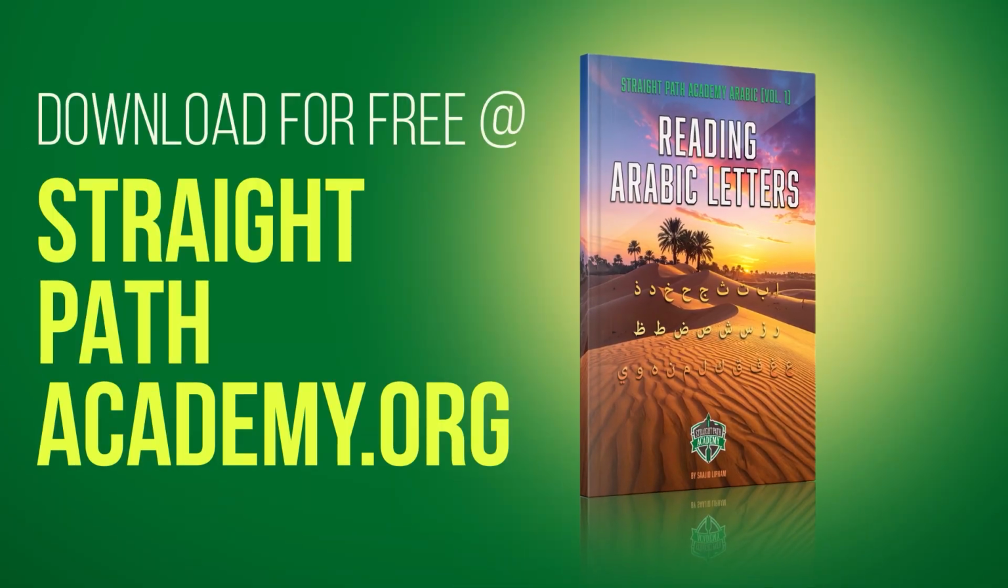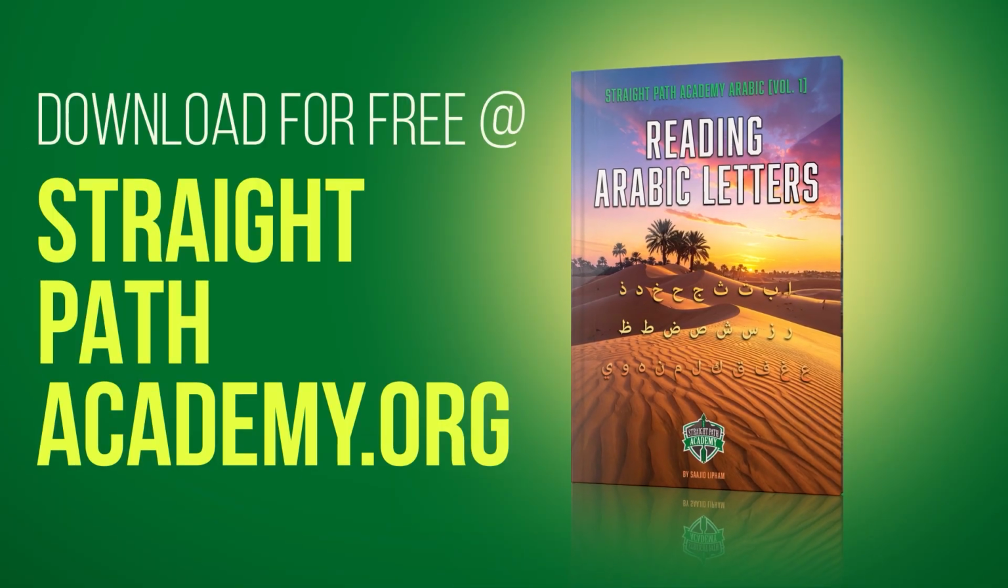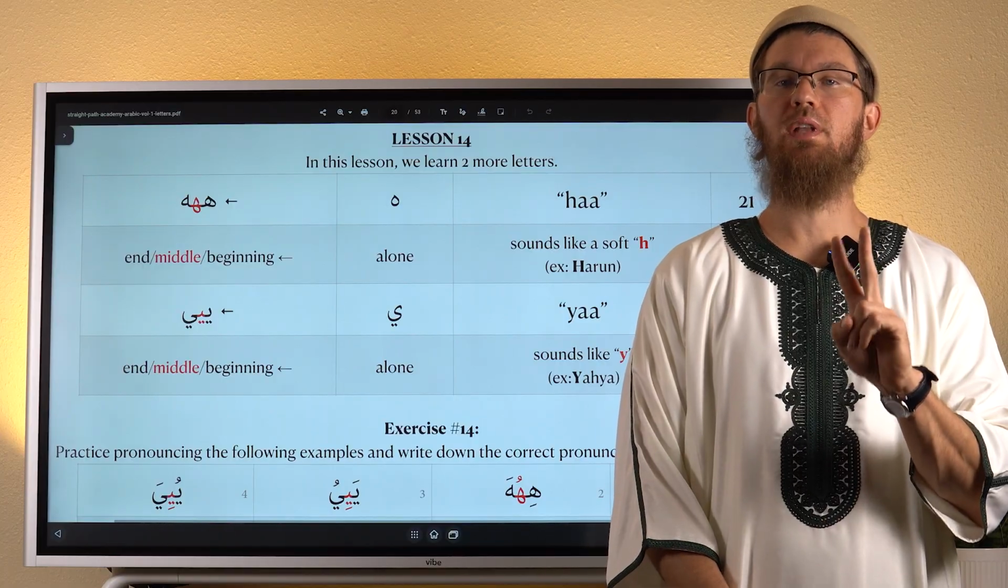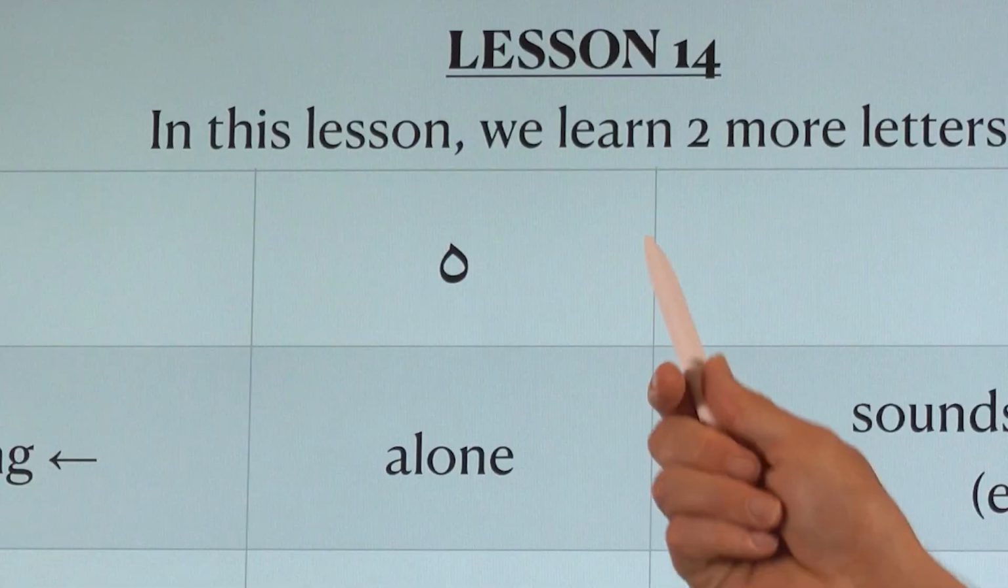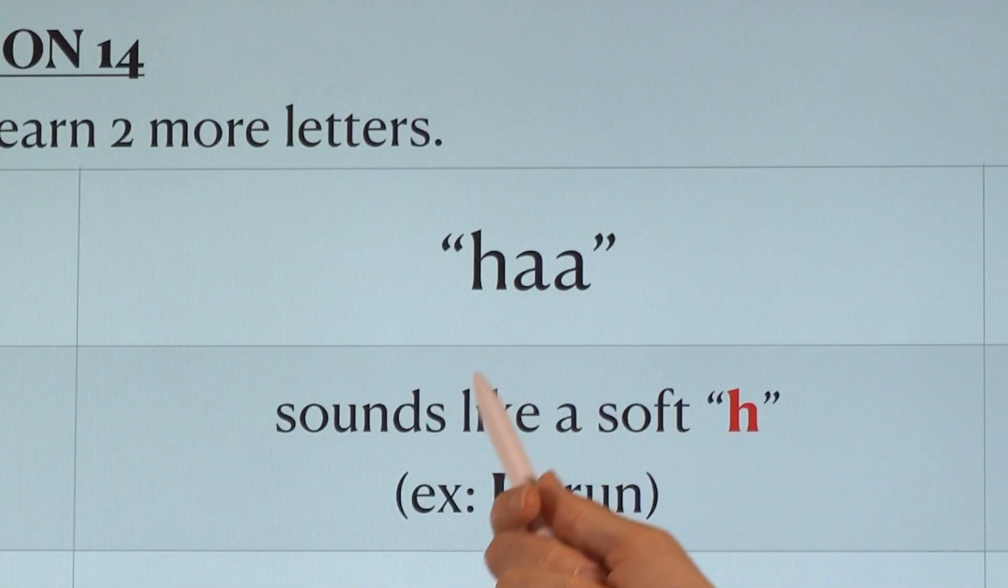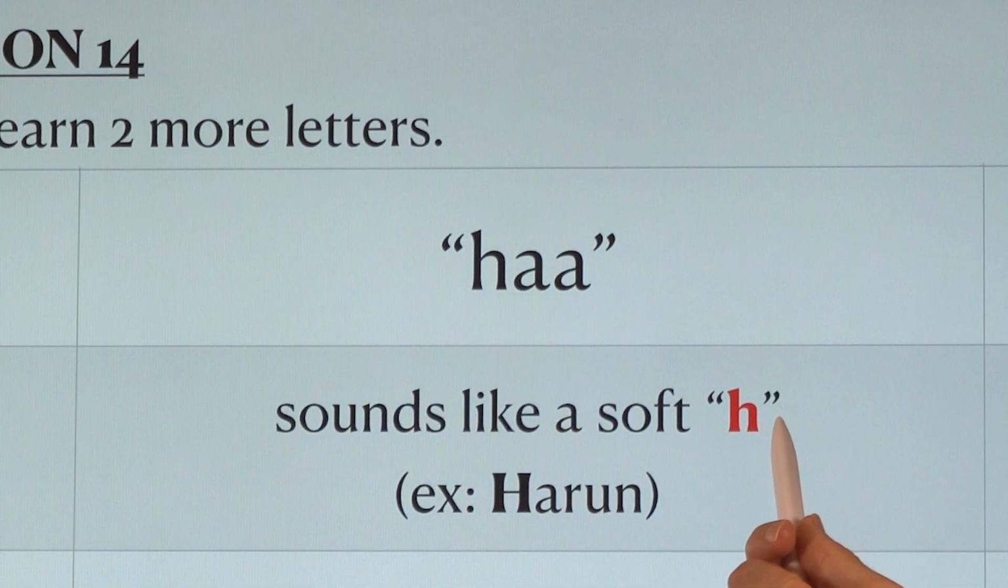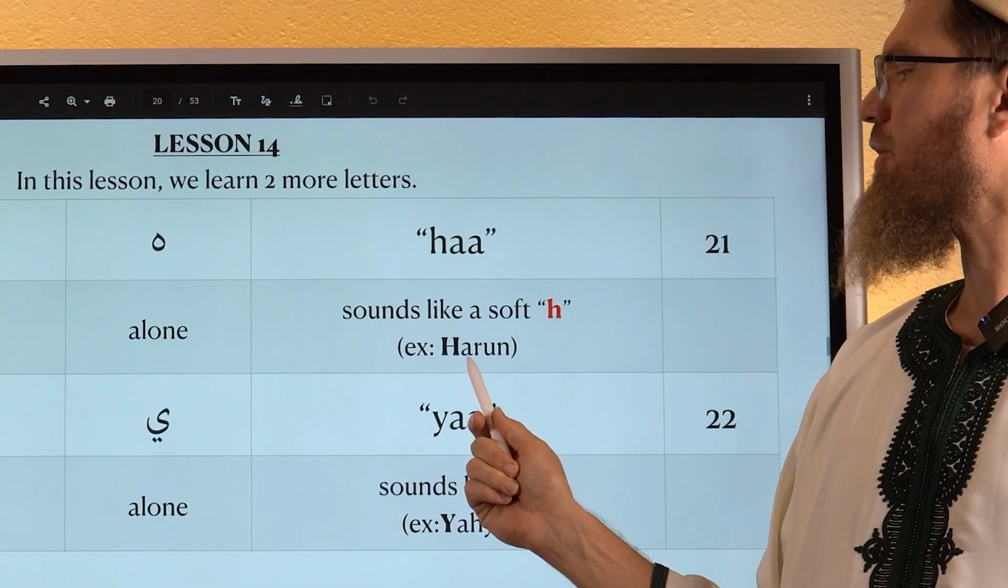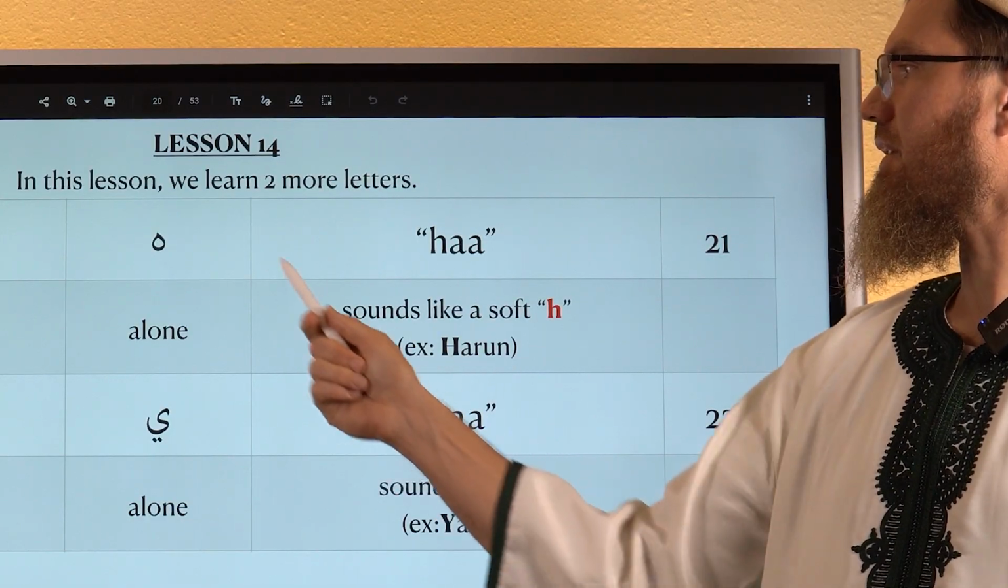Lesson 14 of Straight Path Academy Arabic Volume 1, Reading Arabic Letters. In this lesson, we learn two new letters. Firstly, this is the letter Ha, and the letter Ha sounds like a soft H. For example, the name Harun begins with the letter Ha.